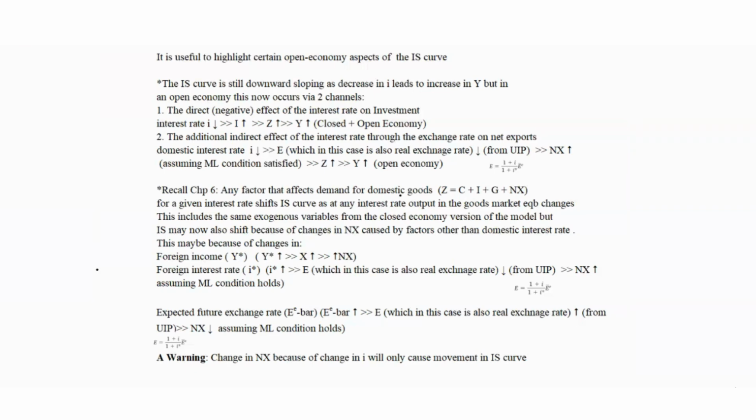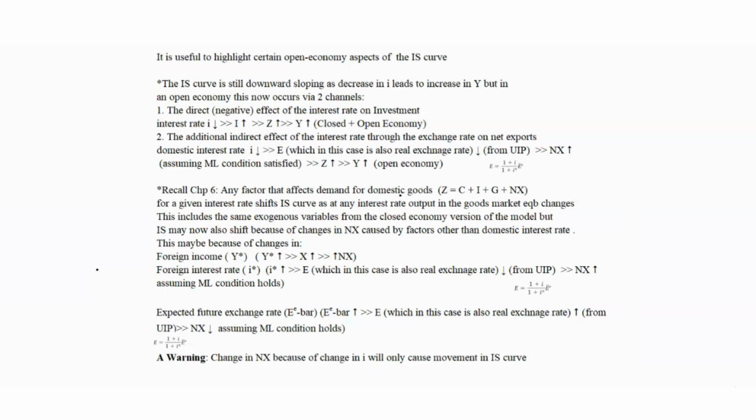Now, this will include the same exogenous variables from the closed economy version of the model, where we talk about changes in G, changes in autonomous consumption, changes in investment other than interest rate, like changes in business confidence, and changes in taxes. So all of these same exogenous variables that we had in the closed economy version of the model will still shift the IS curve.